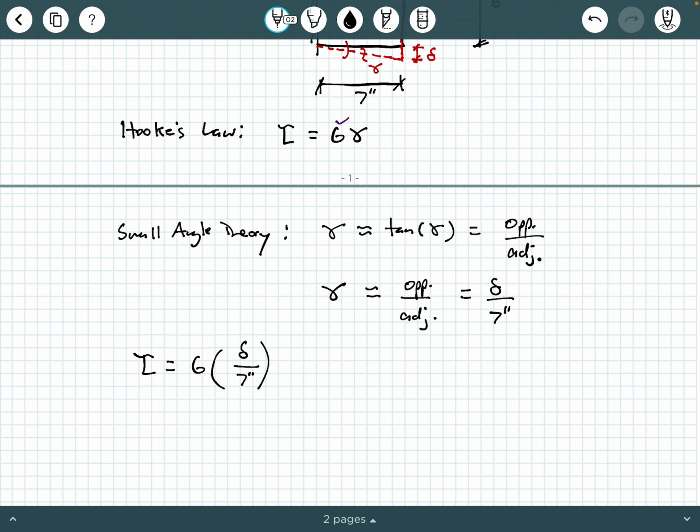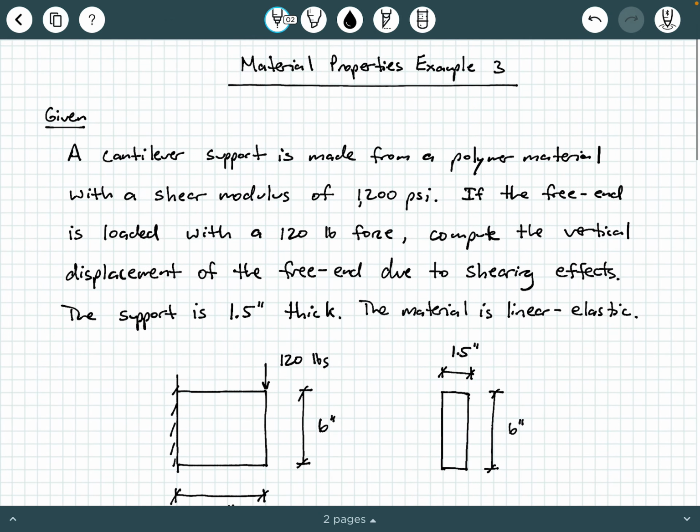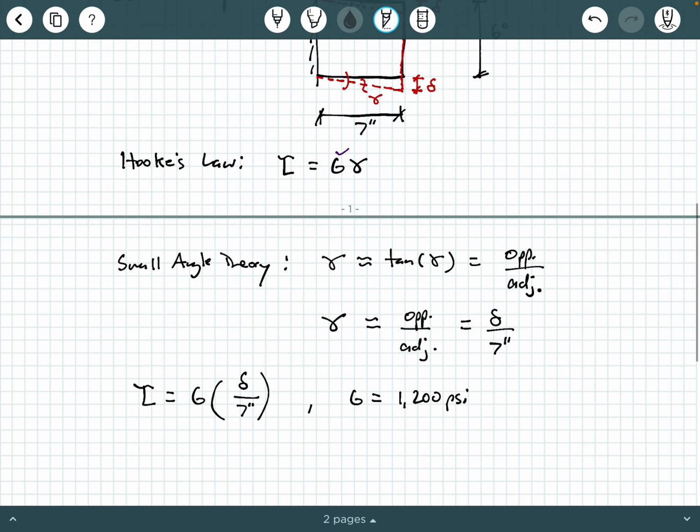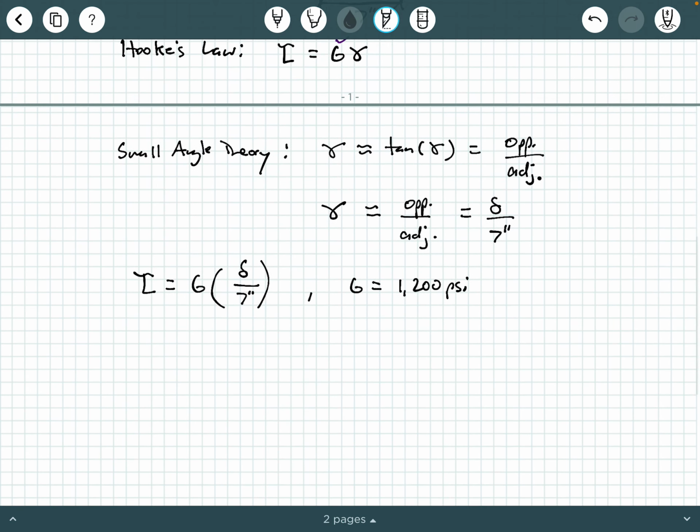Okay, now remember, we know G already. We know G. That was given to us in the problem statement. That was 1200 PSI. So we can make a note of this. This was given as 1200 PSI as it is given here, okay? So the next thing we need if we want to solve for little delta is we need tau. We need shear stress. Okay, so how do we get that?